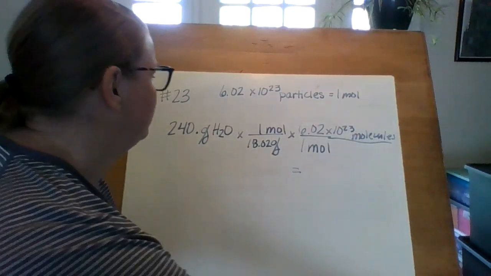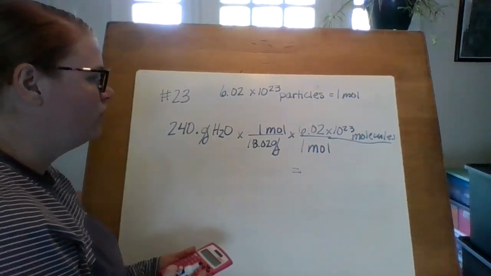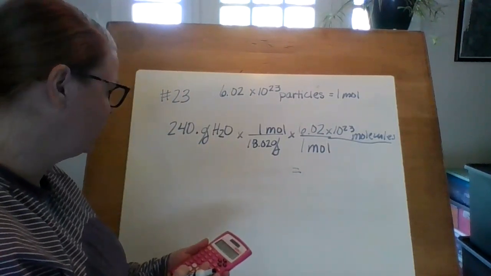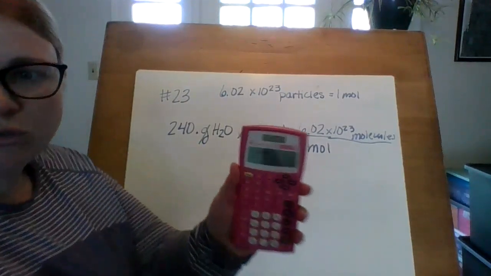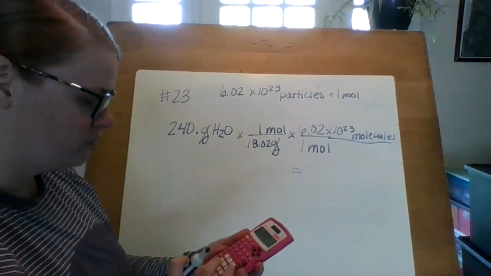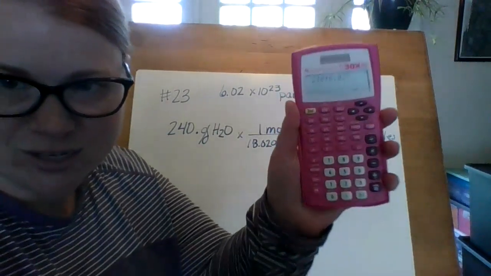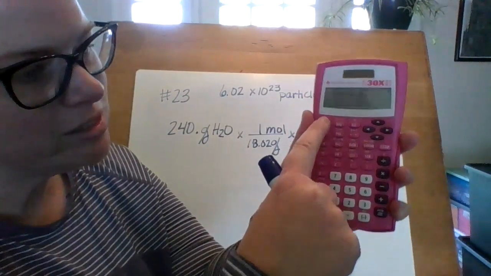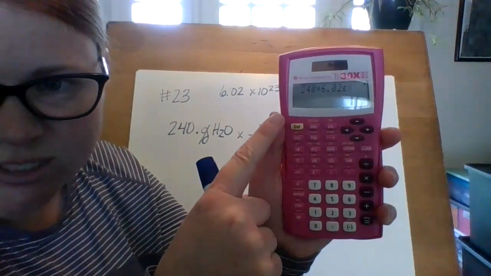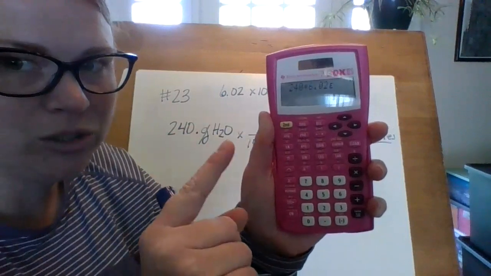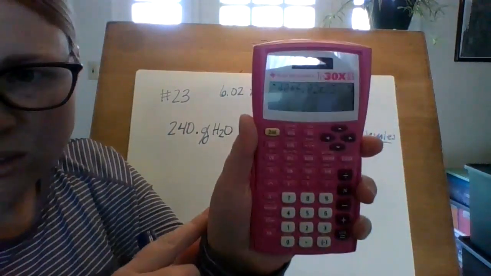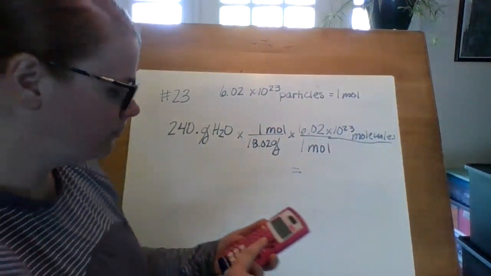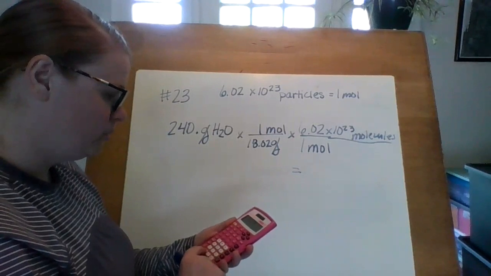Then you're just going to multiply across the top and divide by what's on the bottom. When you type in the 6.02 times 10 to the 23rd, use the double E button if you have it, or an exponent button. So we have 240 times 6.02, and I have a scientific calculator, so right here is the double E. I'm going to hit second, and then it should show up with just an E, and that means times 10. So I don't need to do anything else. 23. So there's my 240 times 6.02 to the 23rd, and then I'm going to divide that by 18.02.